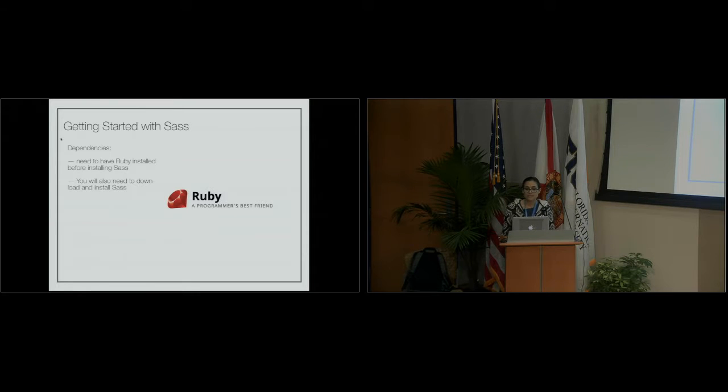So how you want to get started with Sass, there are some dependencies. You need to have Ruby installed before you install Sass. So if you're using a PC, Ruby does not come installed, so you will need to install Ruby first. If you have a Mac, sweet, you're already up and running with Ruby, so then you just need to download and install Sass.